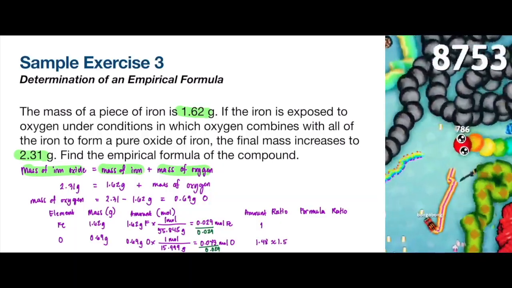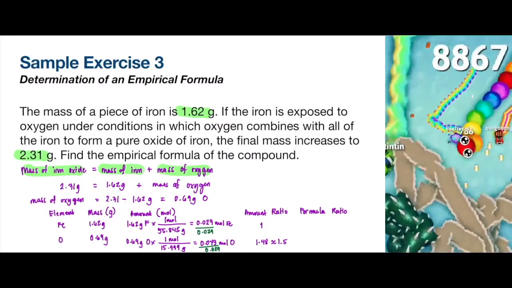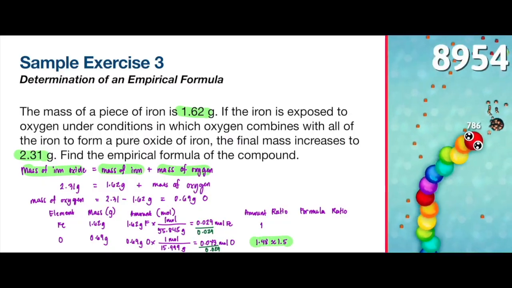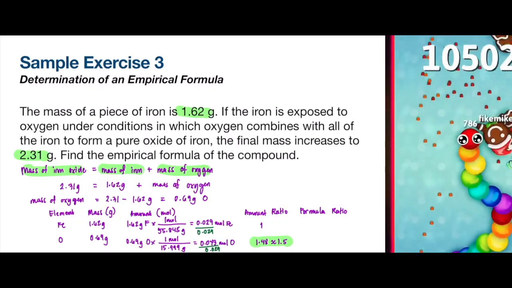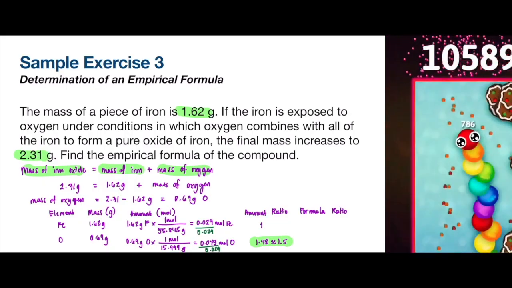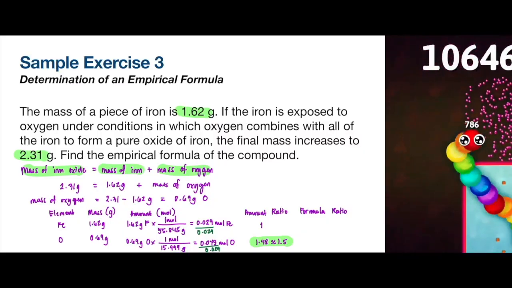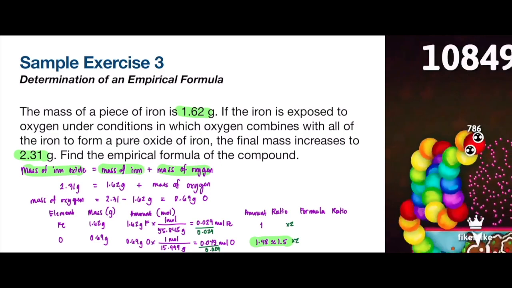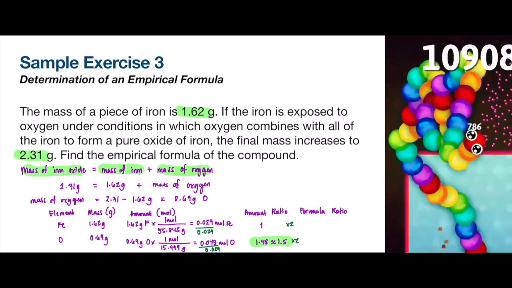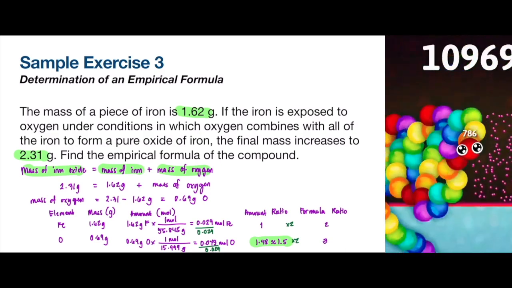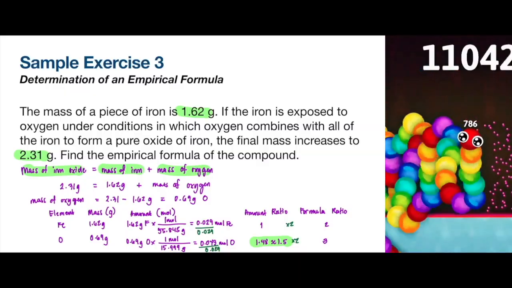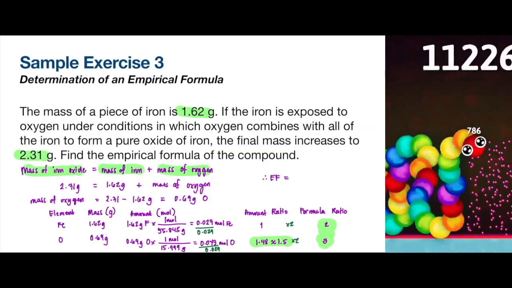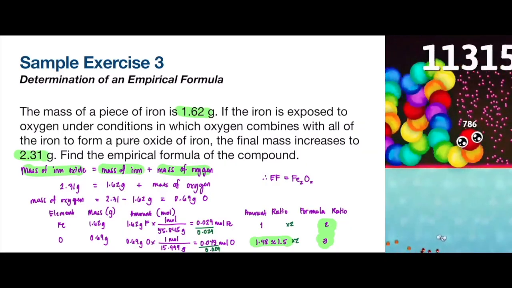Now, as we can see here, the numbers in the amount ratio column are not both integers or very close to integers because you have that 1.5, but they can be changed to integers and kept in the same ratio by multiplying both of them by the same small integer. So if you multiply both numbers by 2, the resulting formula ratio is 2 is to 3. Since the ratio of iron to oxygen is 2 is to 3, therefore, the empirical formula of iron oxide is Fe2O3.